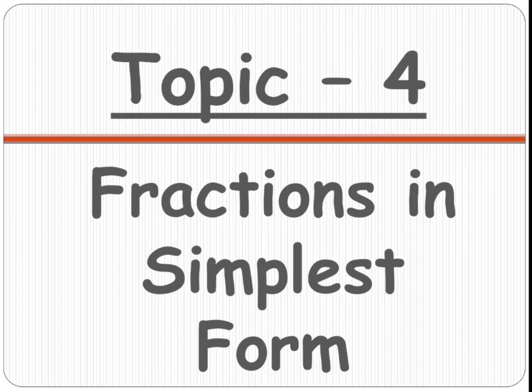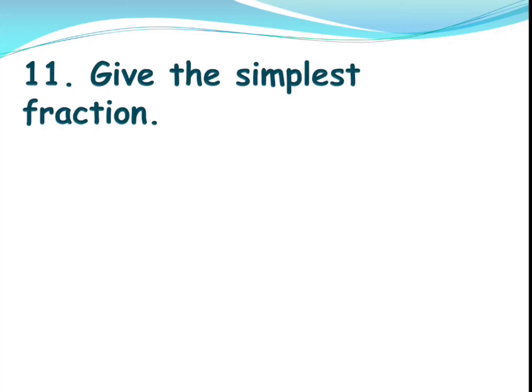Fractions in simplest form. How? By dividing. Okay, let's see how we have to divide to make it a simplest form. So, give the simplest form, simplest fraction. Okay, so 5 by 15. Simplest form means least small numbers which are not in common. Okay, so here you have 5 by 15, isn't it, children?